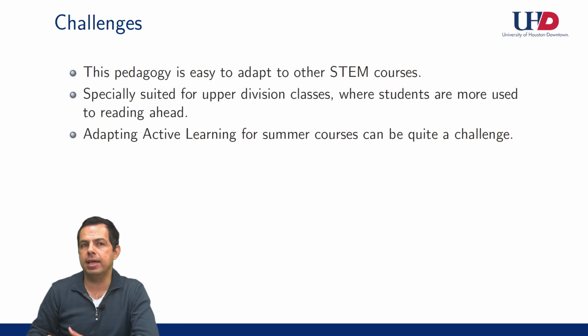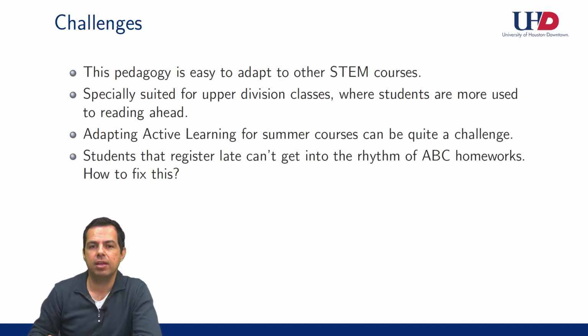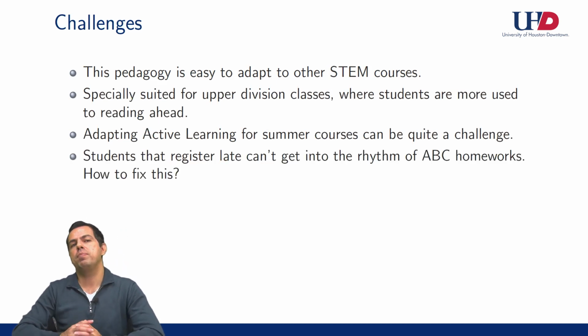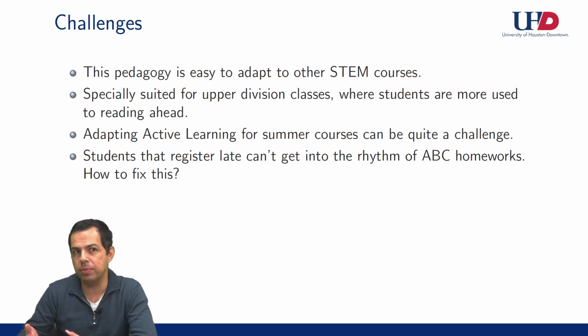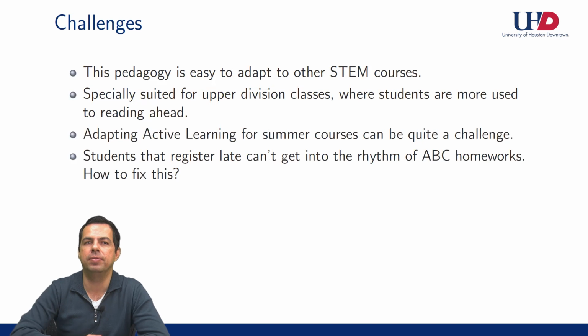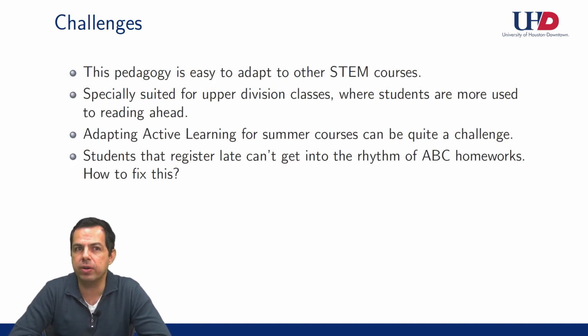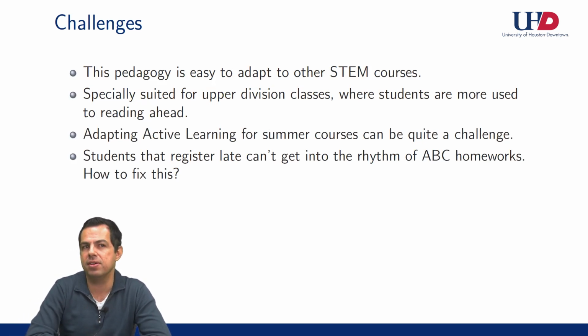Now, adapting active learning for summer courses can be quite a challenge because of all the rush in just 5 weeks. And another one of the main issues that I have is the students that register 1 or 2 weeks late, they cannot get into the rhythm of the assignments. So some of them do catch up at the end. Some of them just drop because they were not with you the first week or so to adapt to this. So you may talk with them one-on-one so that they get on track.